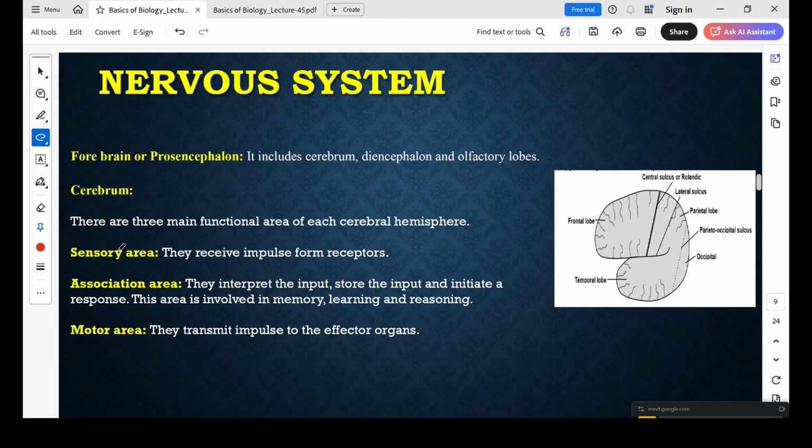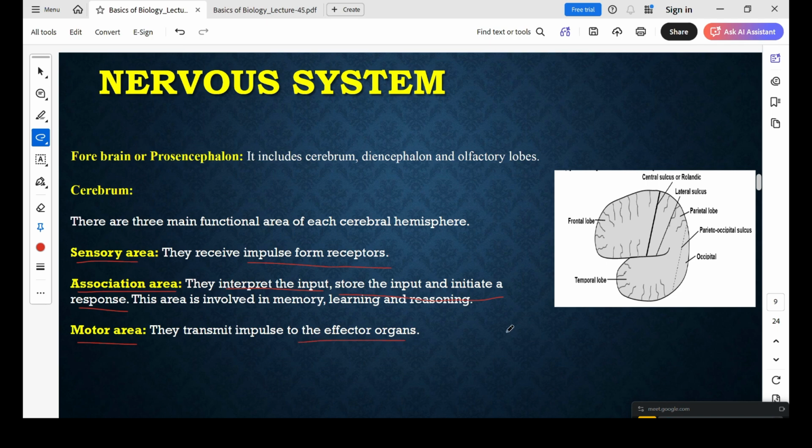Within the cerebrum, there is a sensory area, an association area, and a motor area. The sensory area has neurons that receive impulses from different receptors. The association area interprets the information that comes into the sensory area, stores the input, and initiates a response. This area is especially important for memory, learning, reasoning, making connections, etc. The motor area then transmits the impulse to the effector organ.